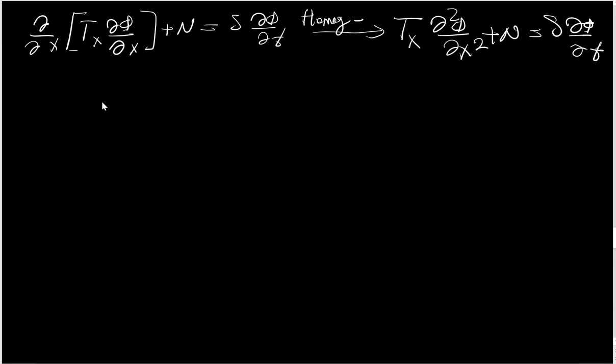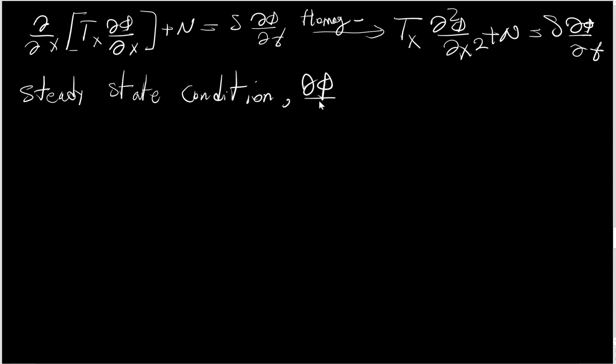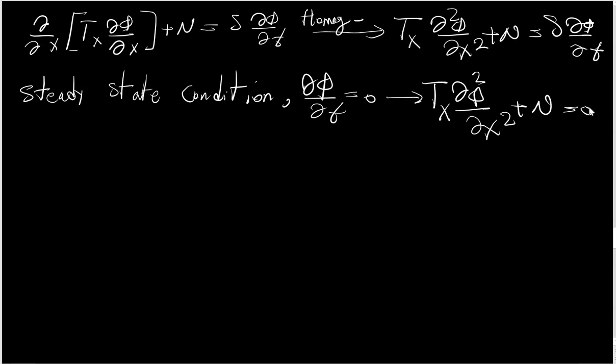And if the system is even in the steady state condition, it means that partial phi over partial t is 0. So then the 1D steady state flow can mathematically be represented by this equation. Very beautiful.